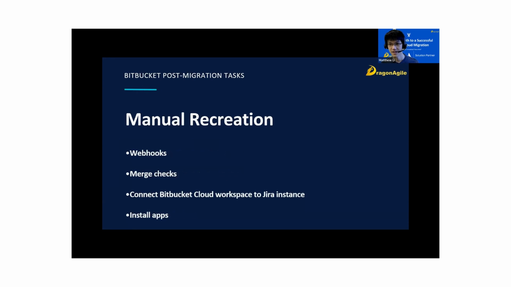The webhook feature is not currently on the Bitbucket Cloud roadmap, but there are alternatives to this that exist in cloud. You'll also need to suggest or enforce merge checks across your repositories in your new cloud destination. You can also connect a Bitbucket Cloud workspace to a Jira instance, which allows you to report commits, branches, and pull requests directly into Jira. And remember to install your apps from your server site as well.